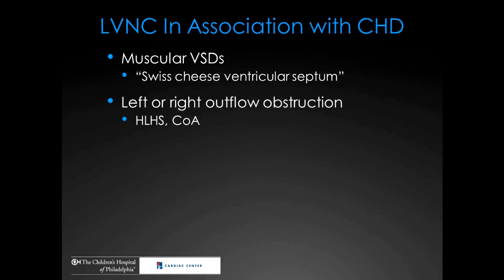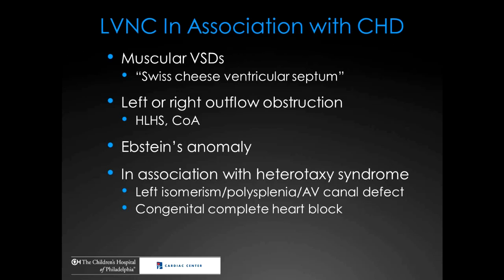You can see it in patients who have left or right ventricular outflow tract obstruction, such as those with hypoplastic left heart syndrome or coarctation of the aorta. It is classically seen in association with Ebstein's anomaly, and I'll expand upon that later, as well as in patients who have heterotaxy syndrome, specifically those who have left isomerism or so-called polysplenia in association with atrioventricular canal defect.